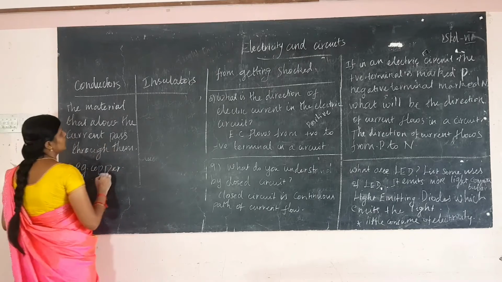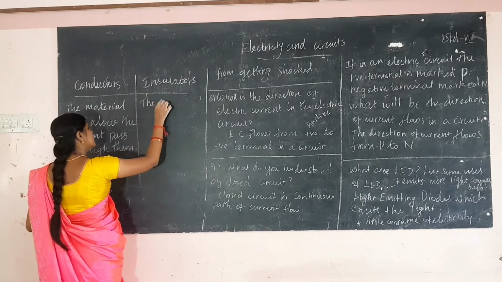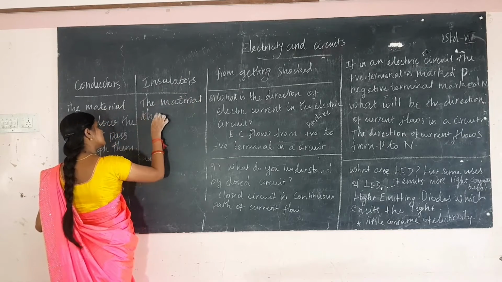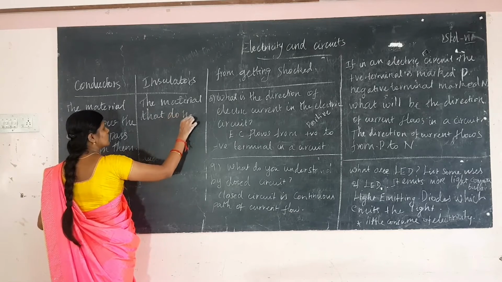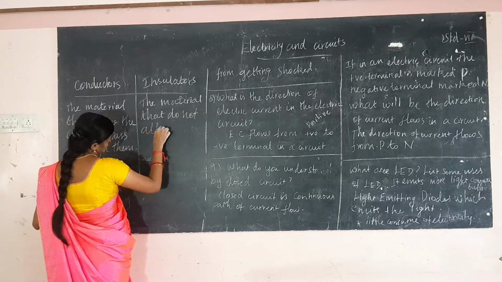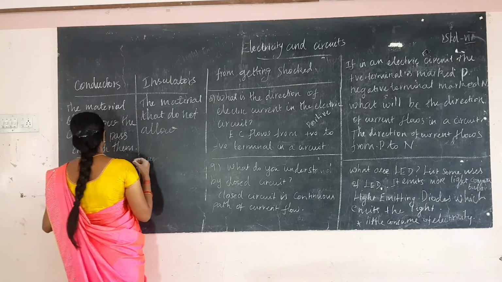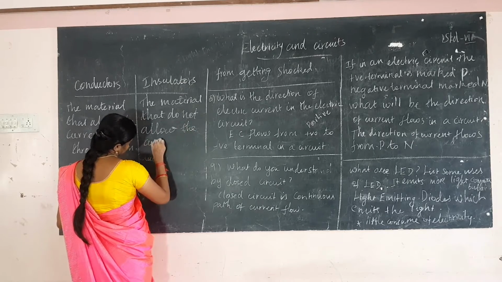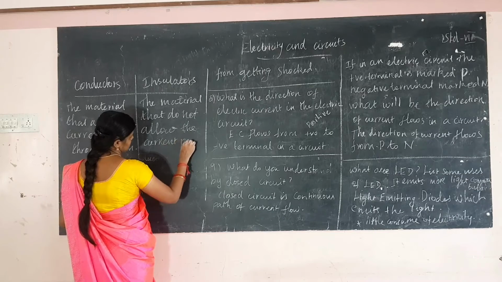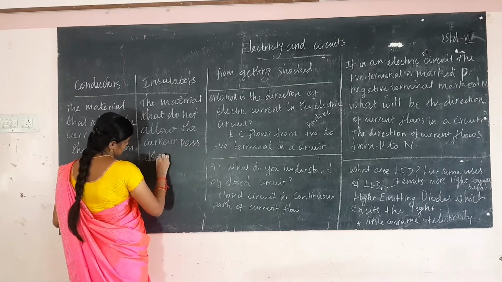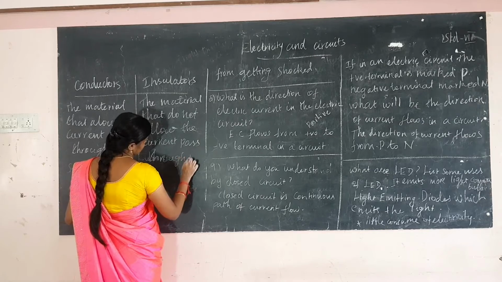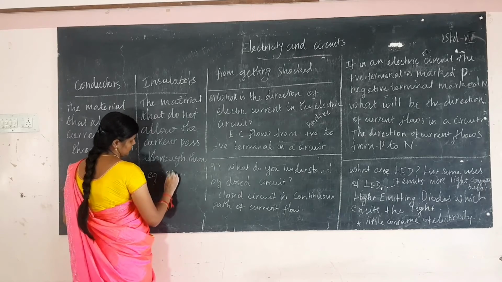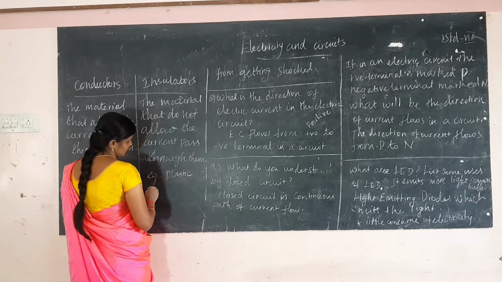What are insulators? The materials that do not allow the current to pass through them are called insulators. Examples, plastic, rubber.